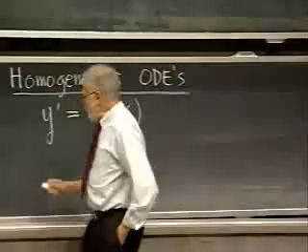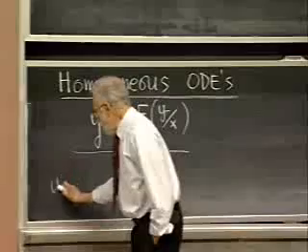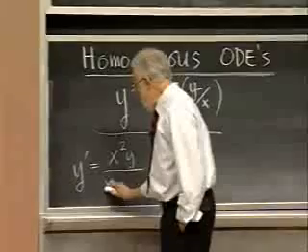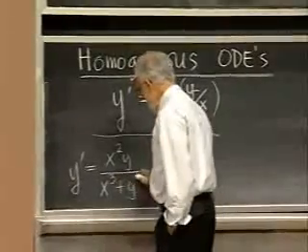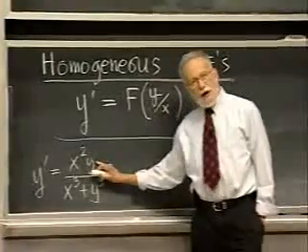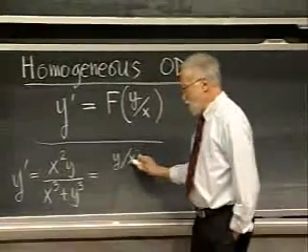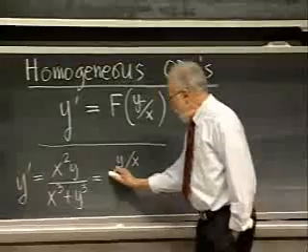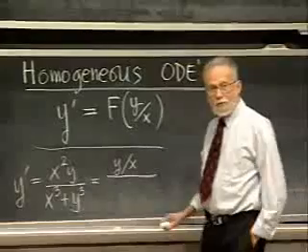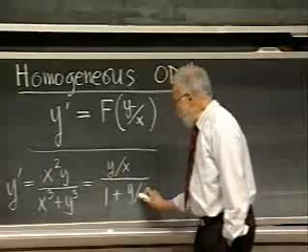Let me give some examples. For example, suppose y prime were, let's say, x squared y divided by x cubed plus y cubed. Well, that doesn't look like it's in that form. Well, yes, it is. Imagine dividing the top and bottom by x cubed. What would you get? The top would be y over x, if you divided it by x cubed. And if I divide the bottom by x cubed also, which of course doesn't change the value of the fraction, as they say in elementary school, 1 plus y over x cubed.